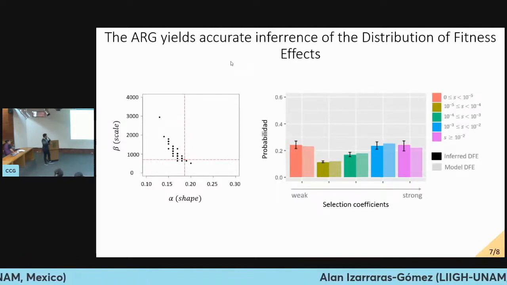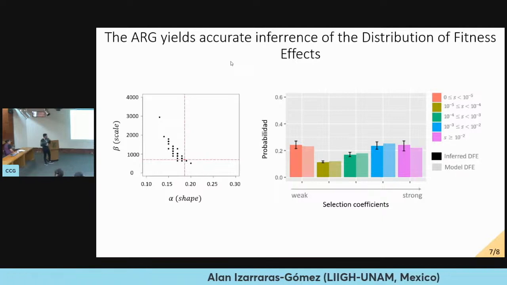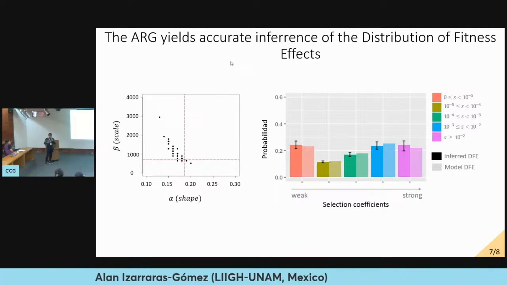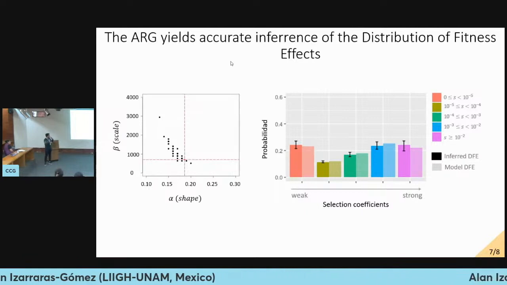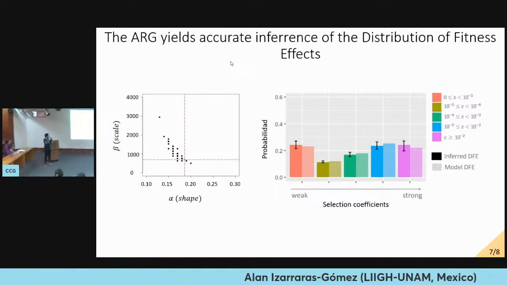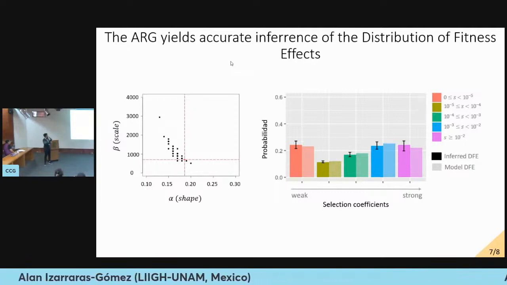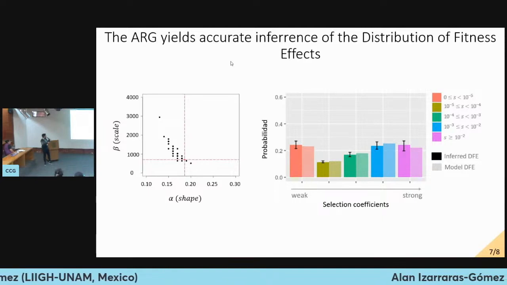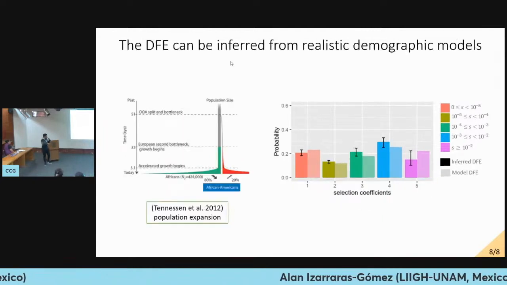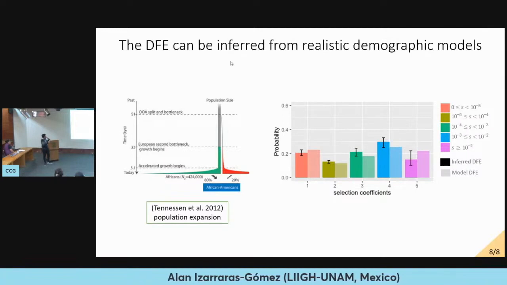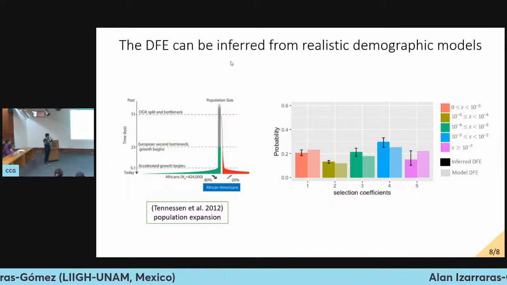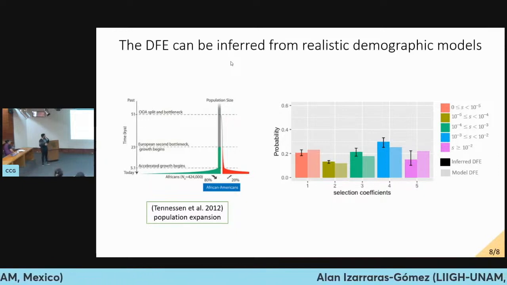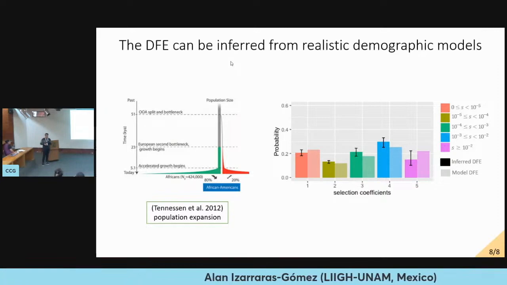So here, in the transparent columns is the distribution that I'm modeling after, and in the bold colors is the distribution that I'm inferring with my method. And so as you can see, we have really accurate estimates. These are binned selection coefficients going from weak to strong selection. And this is under a constant population size, but we can also do inferences from more realistic demographic models, such as a population expansion, and also yield very accurate estimations of the distribution of fitness effects.